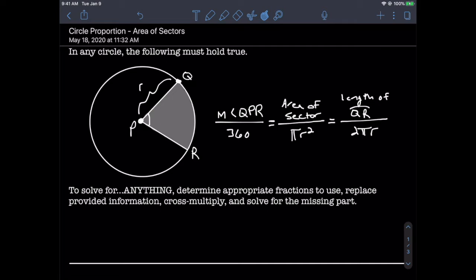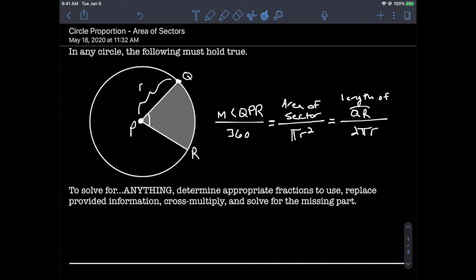The circle proportion basically says this: in any circle, the following triple proportion must hold true. The measure of the central angle divided by 360 has to equal the ratio of the area of the sector compared to the total area, that's your pi r squared, and it also has to be the same as the ratio of the length of the arc compared to the entire circumference.